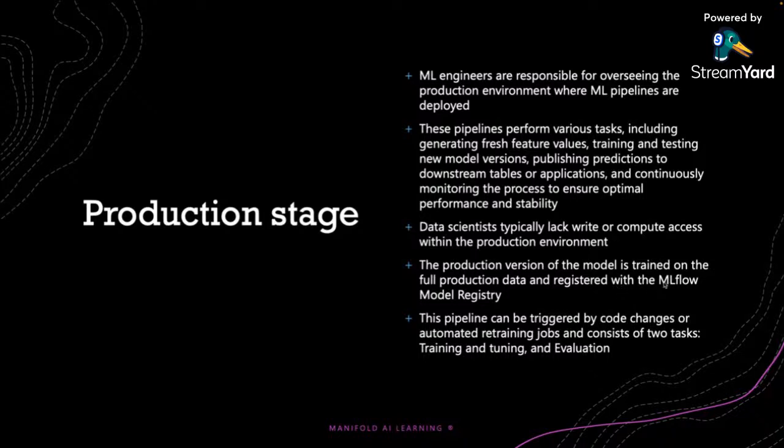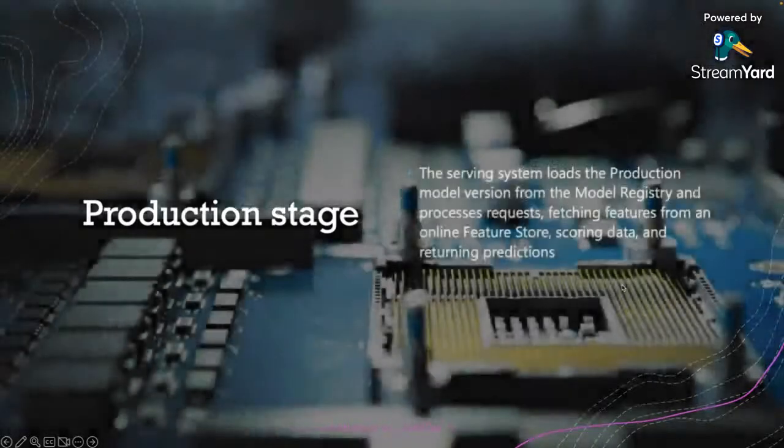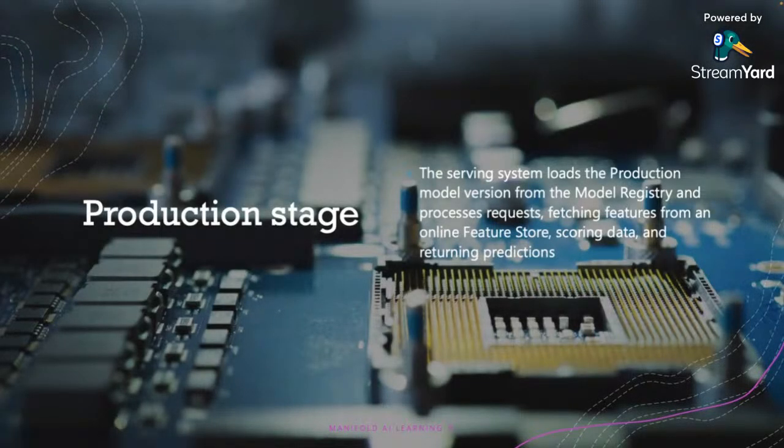And here we can make use of the MLflow registry, or the SageMaker registry, which we have used in a learning journey, or any other registry that you want to use, so that we have the version present over there. And this pipeline can be triggered by code changes or automatic retraining jobs, which will consist of two tasks, that is training and tuning, followed by the evaluation. So that is the overall idea of working in the production stage, that is, in the production environment.